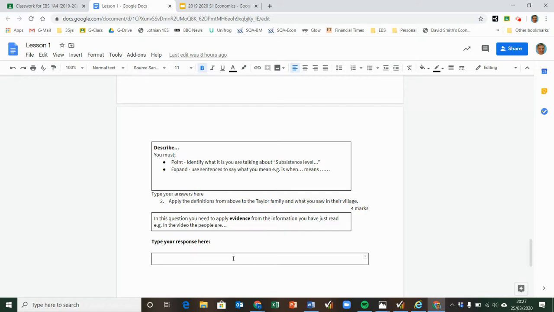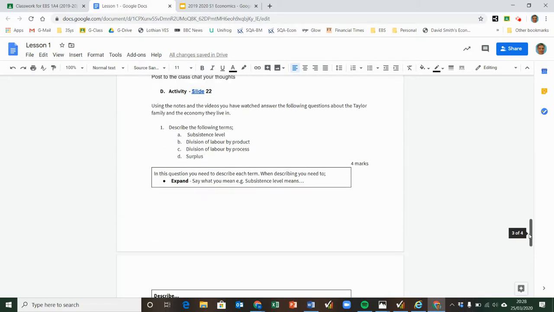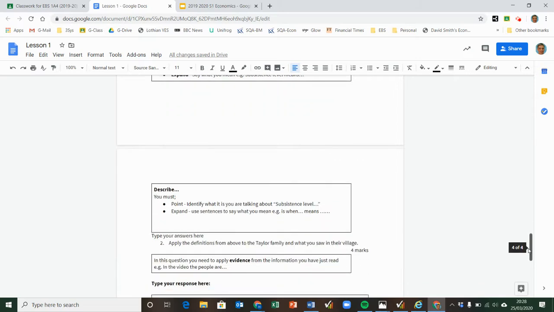Right. What I now want you to do is do question 2. Now, we're building up our P sentences. So we should have, this is what subsistence level means. And then we want to add to the end of that sentence. So if I was to write subsistence level is when, have a look at your answers. In the video, the people gave an example, and I'm going to do the same. If I can scroll back up here, I'm going to do the same for division of labour by product. So you're just using examples of what the people did.